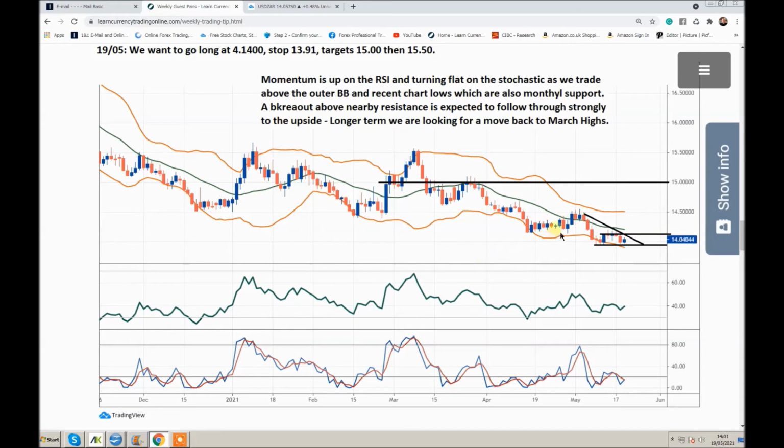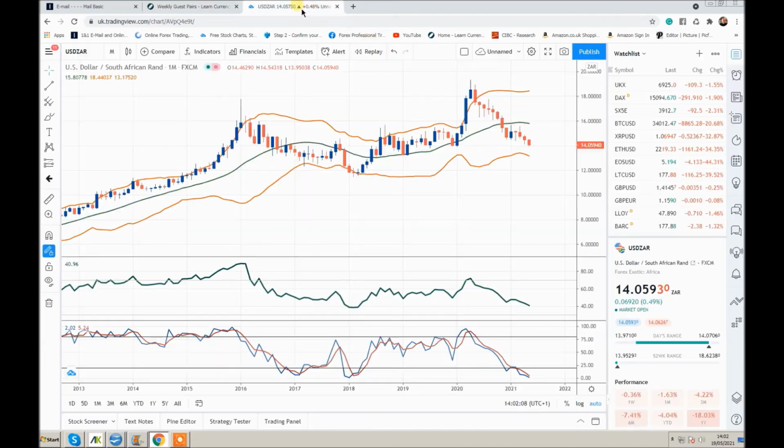Now, when you have this fall here, I've got my cursor on the right, you fall into monthly support. So it's trading just above monthly support. Let me just show you the chart. You can see the level there. Now, of course, it could give way. But if that was the case, we're just going to miss the trade.